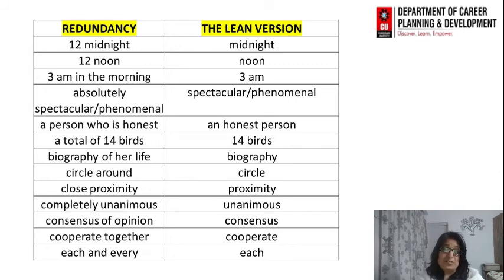Consensus of opinion. Now, consensus means people who have the same opinion or have agreed upon the same thing. So that means consensus. You don't have to say consensus of opinion. Cooperate together. You just have to say cooperate. That's the word that you need to use for it. Each and every can only be used as each.